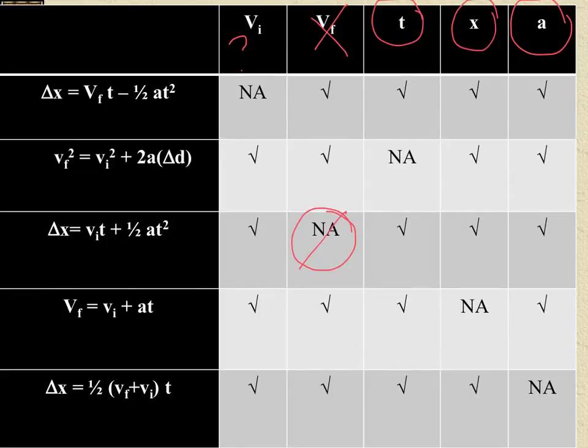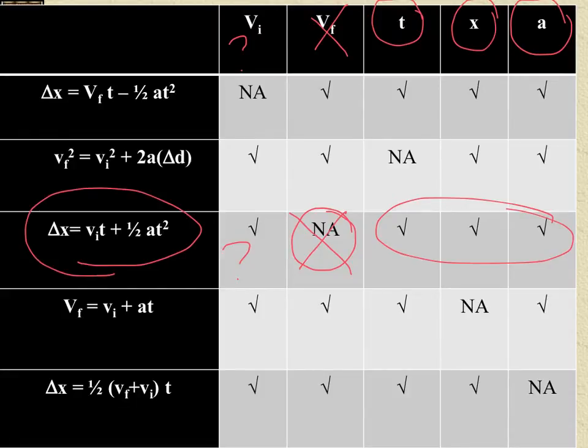Because there is no velocity final at all in the equation, you are searching for velocity initial and you already have these 3 guys. So you've got the 4 check marks and the 1 not applicable that you're not interested in. So this equation would have been the best for it.